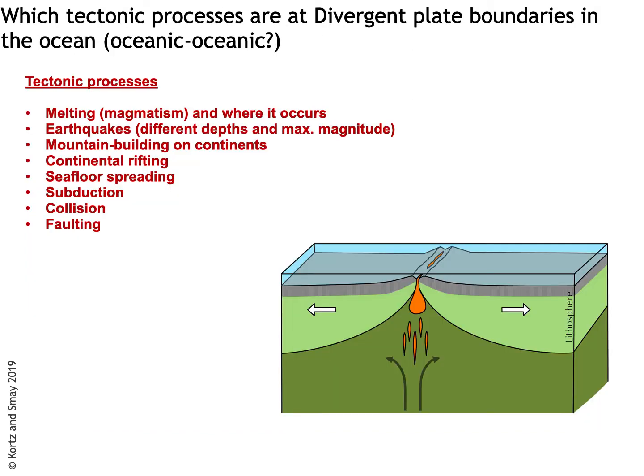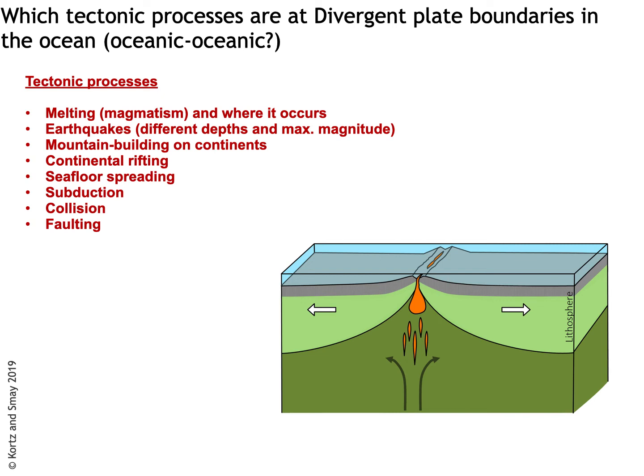Okay, so let's get oriented here. This is the kind of screen we're going to be looking at for a little while for all types of plate boundaries. And right now we're trying to ask the question, what tectonic processes are at divergent plate boundaries? And specifically we're looking at those that occur in these spreading centers in the ocean. So we'll look at continental divergent plate boundaries very briefly.